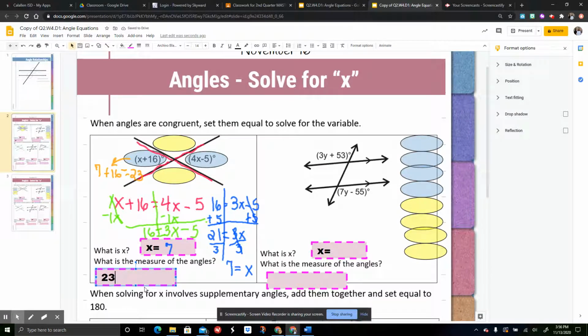Or 23. So the angles are 23. When I go to the next example, if you need to, go ahead and pause and replay to look at that example again. I'm going to place my circles at the angles that are congruent. So if you notice, I have this one shaded, and so then we know this one is also blue.